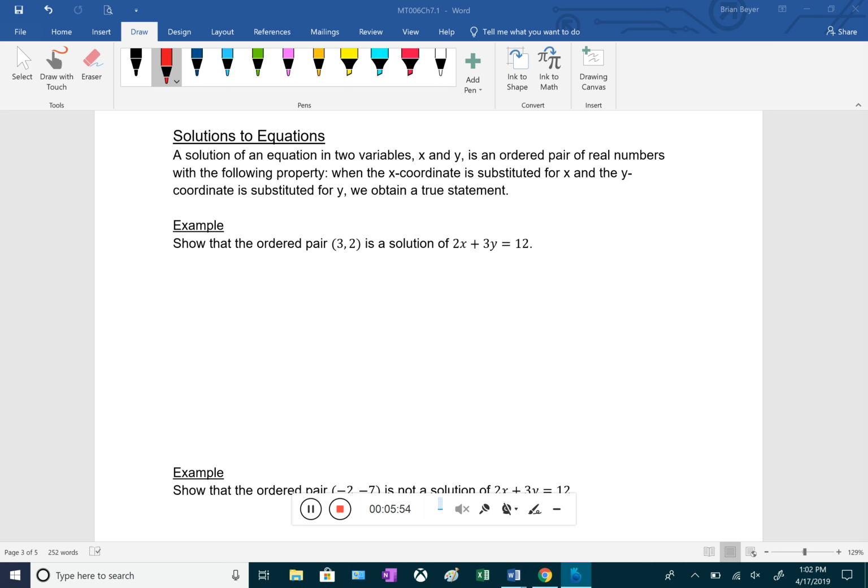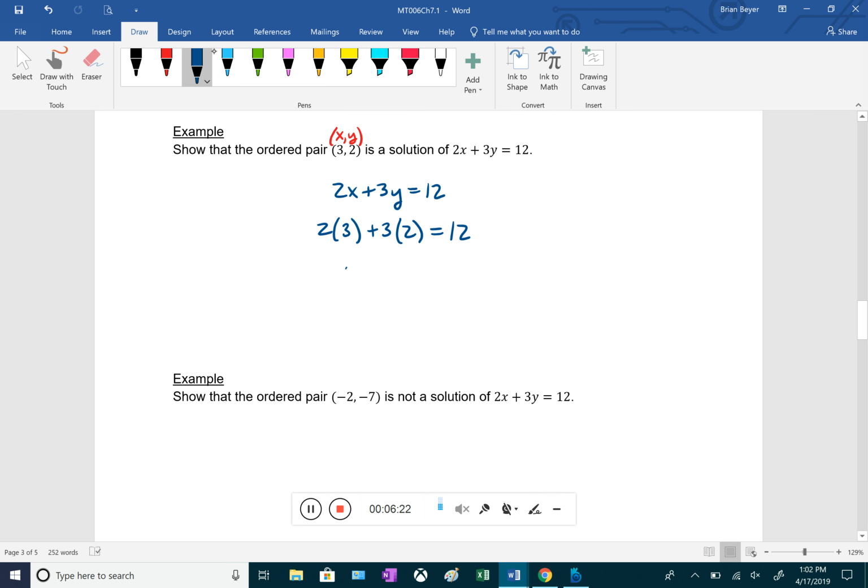Okay, so the point that we're given, the ordered pair, is x, y. Using this equation, we have to plug in 3 into x and 2 into y. So we're going to see if this works. Plugging in a 3 into x and a 2 into y, we're going to see if that equals 12. Simplifying this, we get 6 plus 6 equals 12, and we get 12 equals 12. Since we got a true statement, 12 equals 12, we know that that ordered pair is a solution.